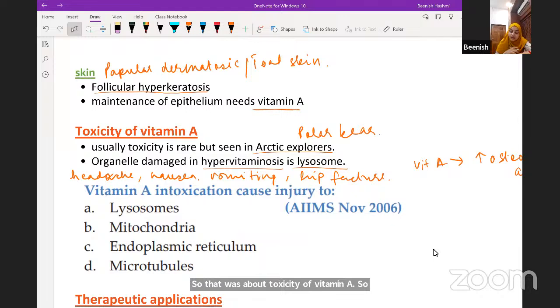Now, vitamin A intoxication causes injury to which organelle? The options being lysosome, mitochondria, endoplasmic reticulum, and microtubules. This is an asked question from AIIMS 2006. So your answer being lysosomes.